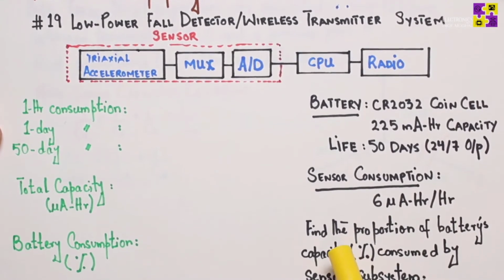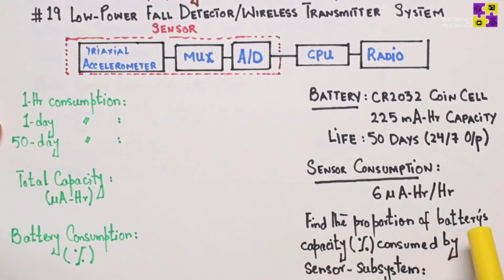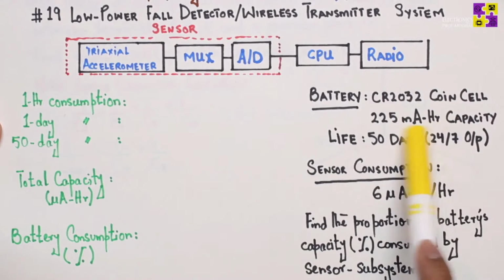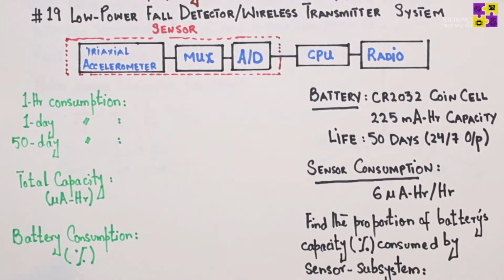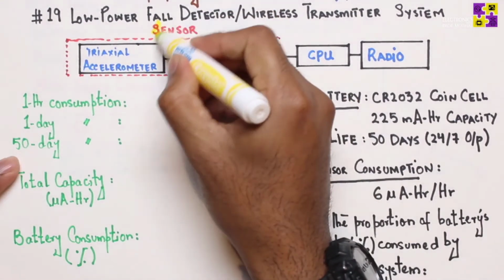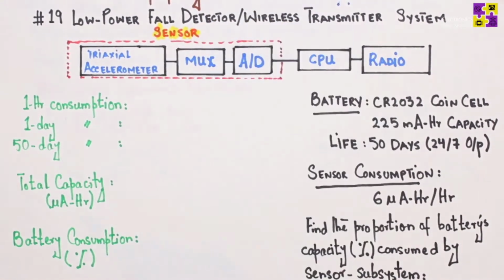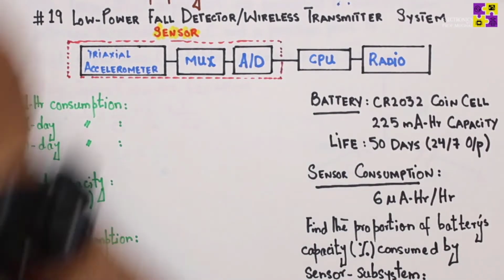We have to find out the proportion of the battery's capacity, which is 225 milliamp hour, the proportion of the battery capacity consumed by this sensory system right here, right? Pretty simple stuff. So let's try to break it down. I'm going to make it real easy for you.